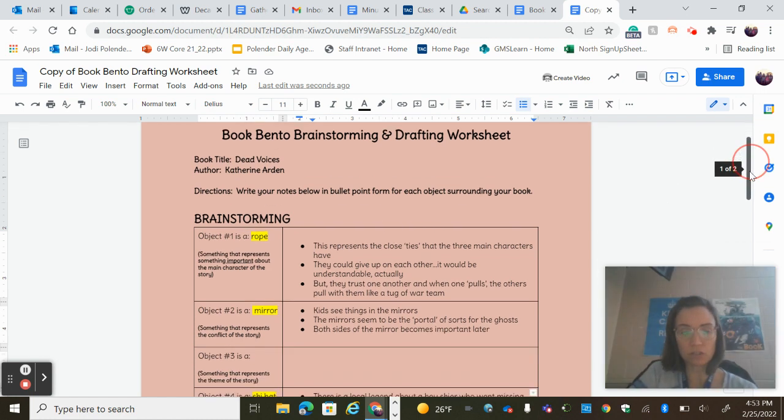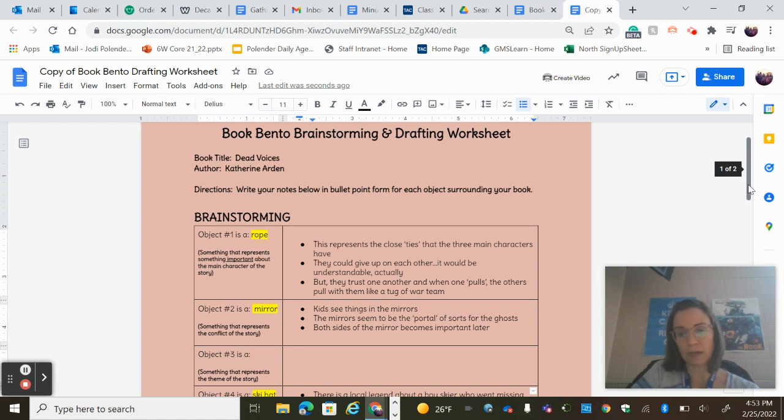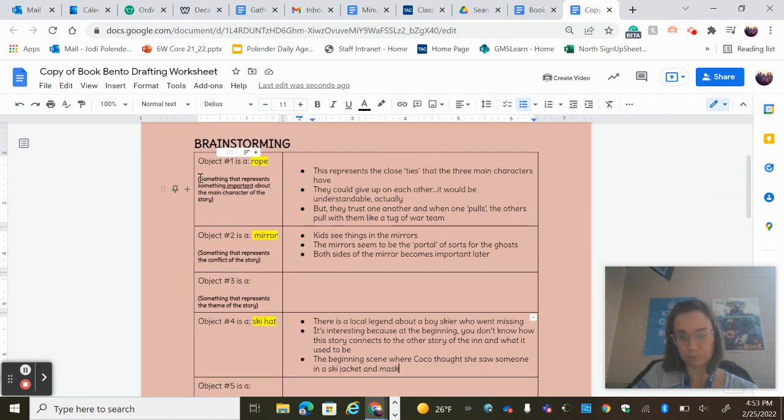Now, I wanted to just remind you that 3 out of the 5 objects, and it's written here, have to represent something specific. So one of the objects, and it doesn't matter where you put it, has to represent something important about the main character or characters. Object number 2 has to represent a conflict in the story, the main conflict. Object number 3 needs to represent the theme, and we're going to talk more about the theme, which is why I skipped it today. And then object number 4 and 5 are anything you want that's important in the story. So I'm just going to read through what I put down for this.